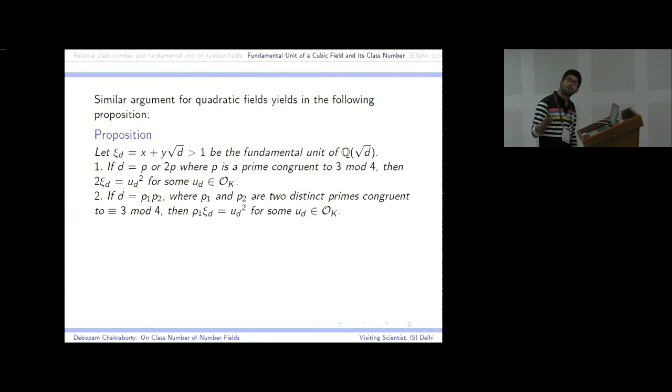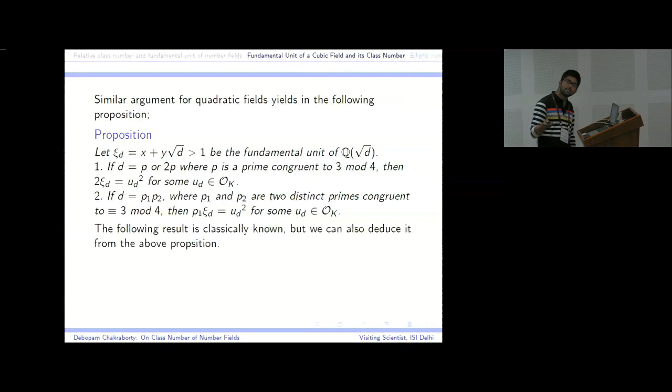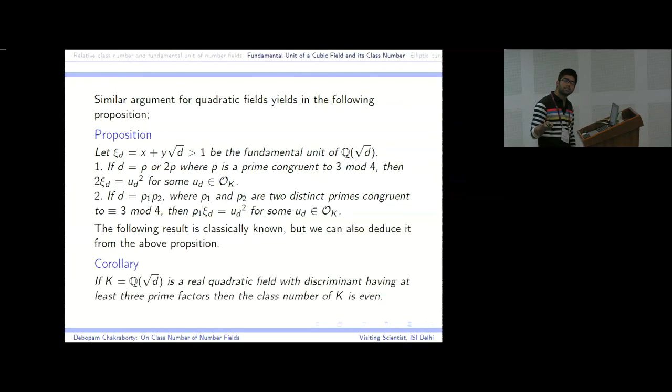A similar argument for quadratic fields gives you this proposition, and this result is very old. This is one part of the classical result, that whenever you have a real quadratic field with even class number, then it is an if and only if condition: the real quadratic field has even class number if and only if the discriminant is divisible by at least 3 factors. So that follows easily from that argument.